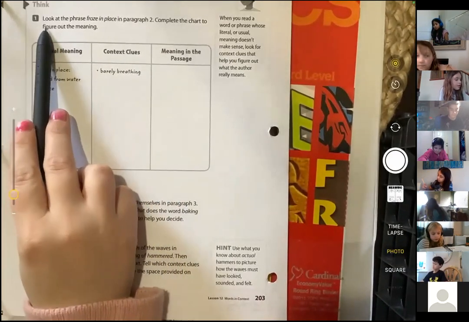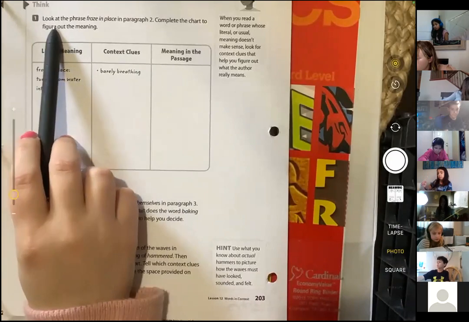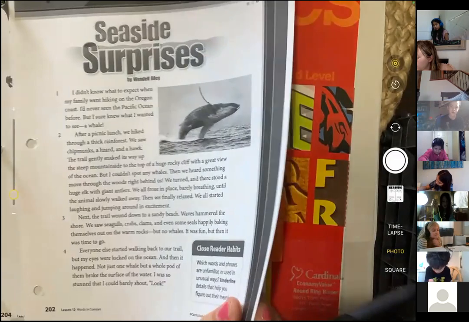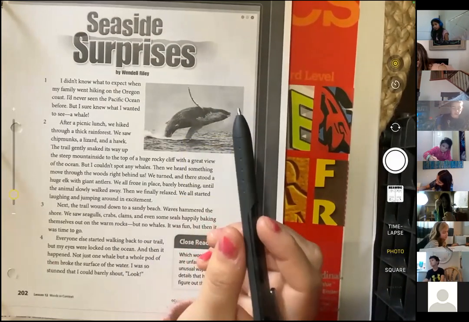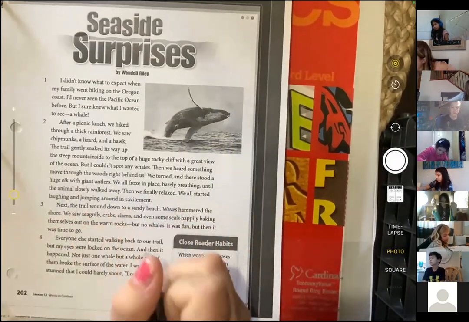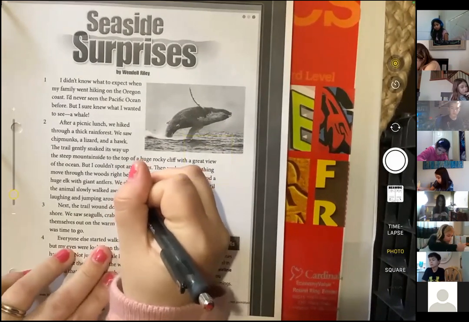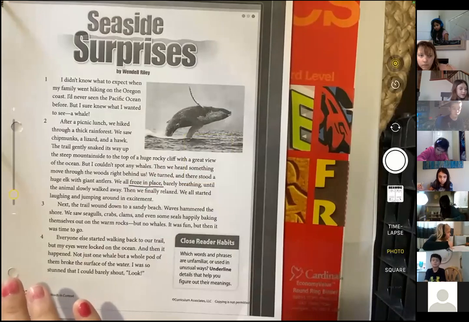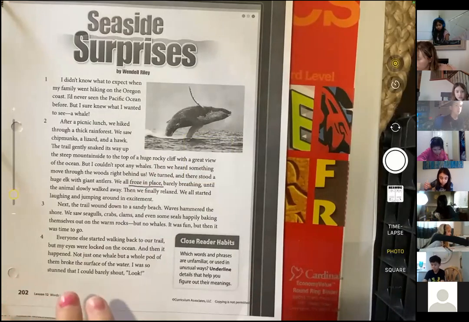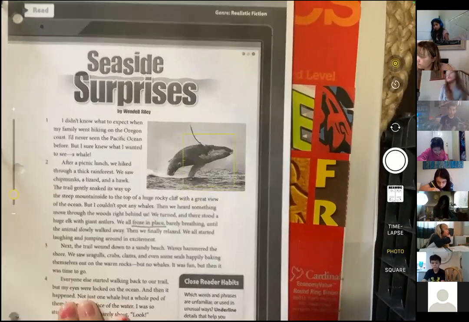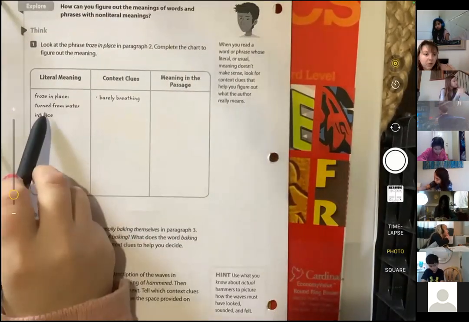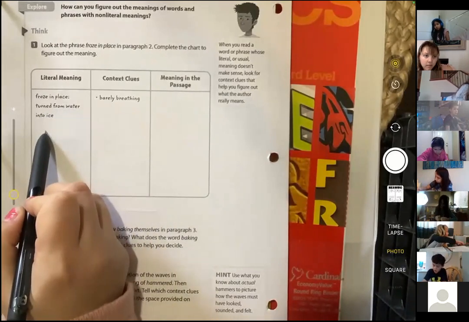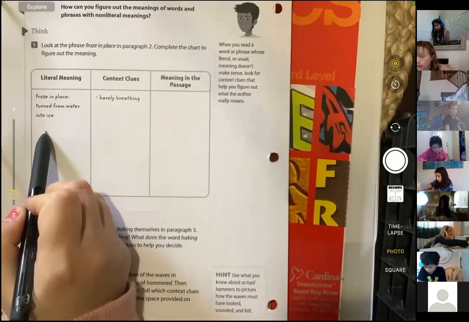So in the story, use this phrase here. It says, look at the phrase froze in place in paragraph 2. So I'm going to go back to paragraph 2 real quick. That was the one Sandro read for us. And I'm going to underline it right here. Froze in place. So the literal meaning of froze in place is turned from water into ice. That's what it means to freeze in place.